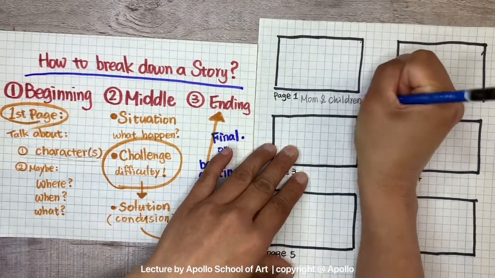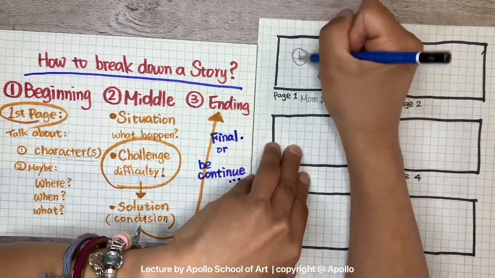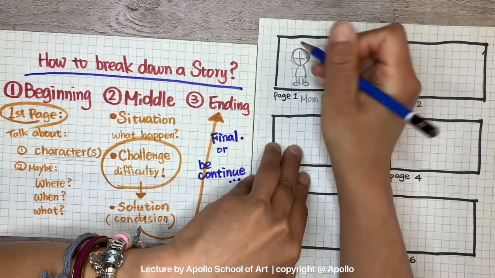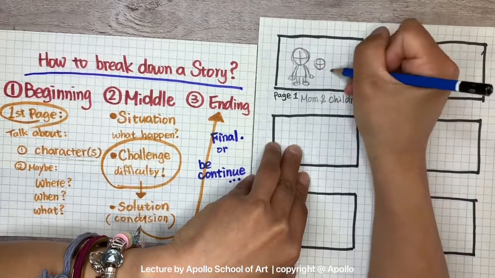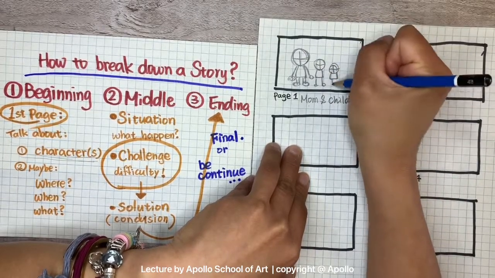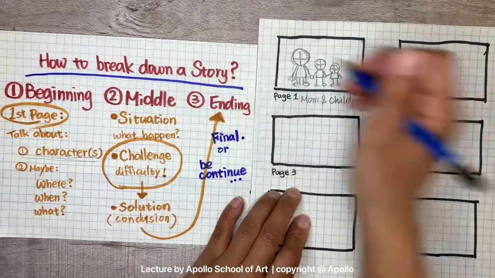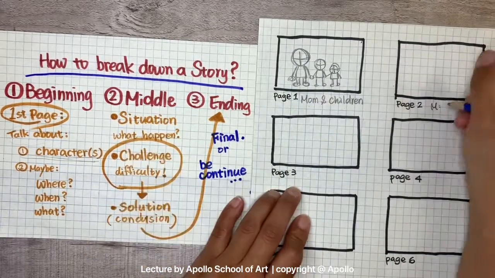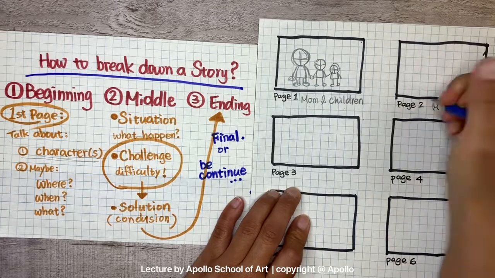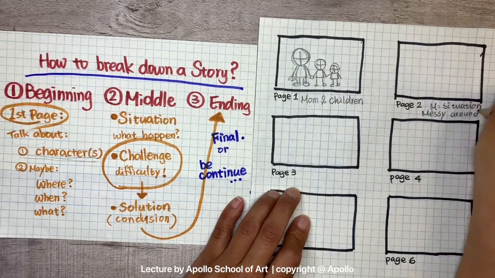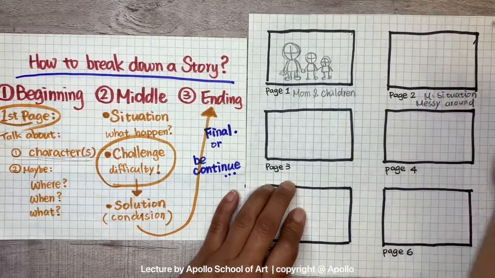So I'm going to do a mom and the children. So I'm going to have a draft, very quick, just like the stickman. So I know that's a mom, that's the children with the size, but there's no detail, alright? Because this is a draft. And the middle part is about the situation, what happened. So I'm going to have a messy room.